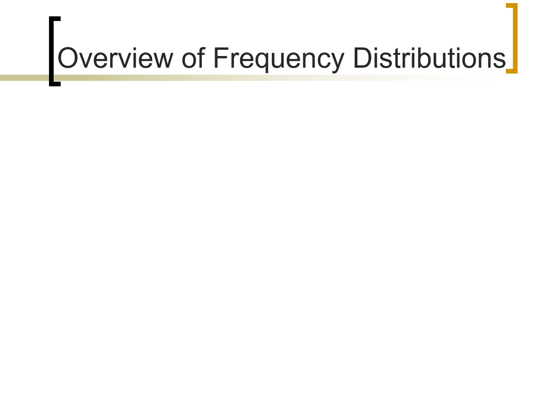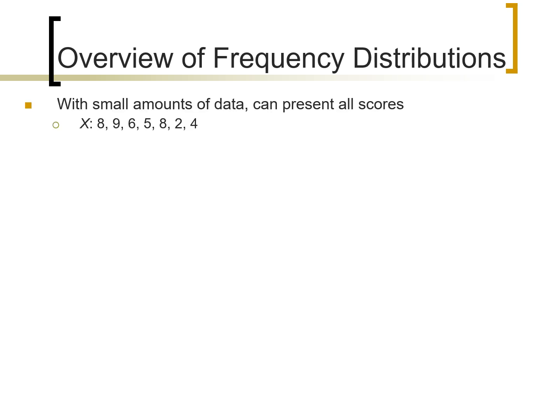Let's start off with frequency distributions. When we have small amounts of data, we can use each potential value or each actual value. So you see we have a set of scores here of 7.